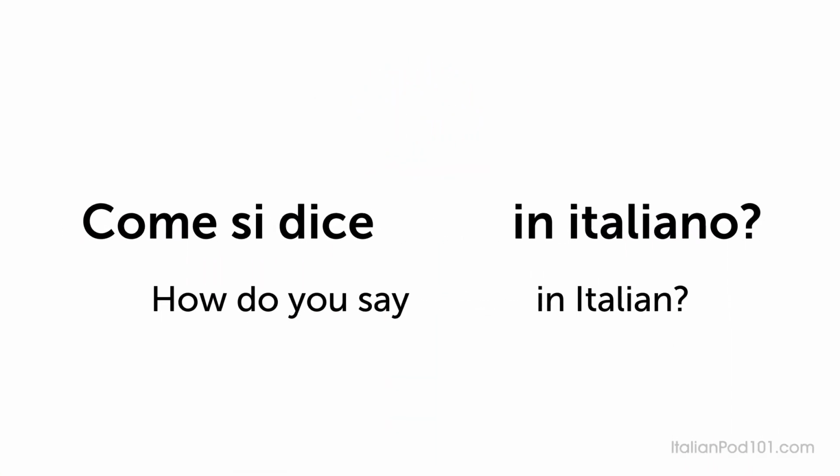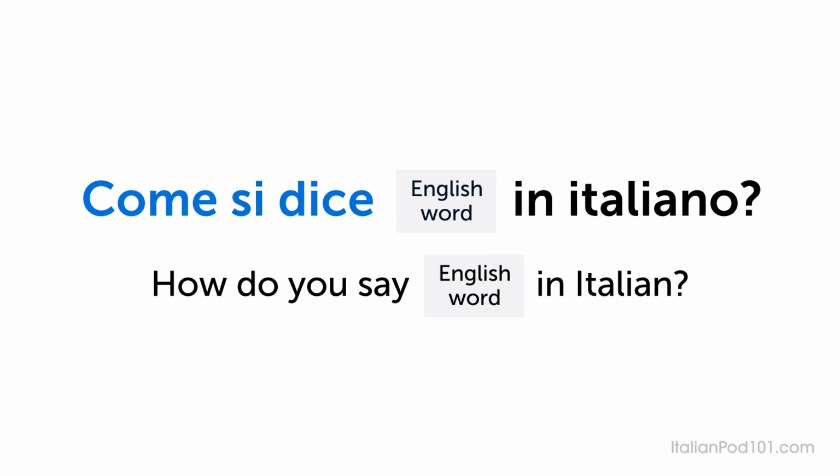The pattern is, Come si dice English word in italiano? How do you say English word in Italian? To use this pattern, simply replace the English word placeholder with the word you want to know.